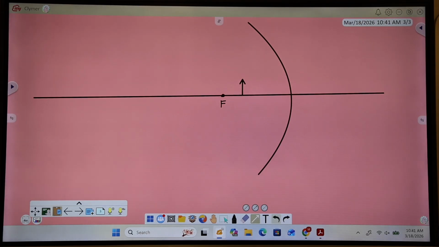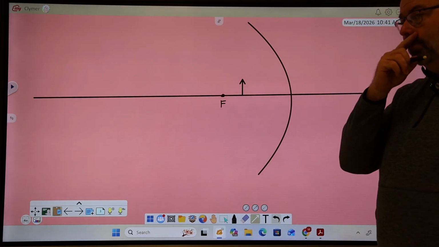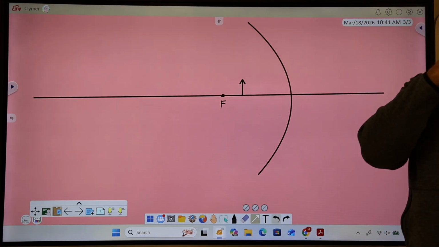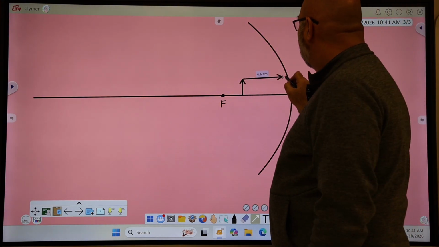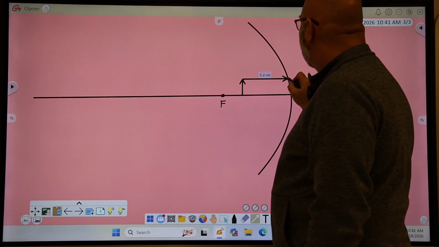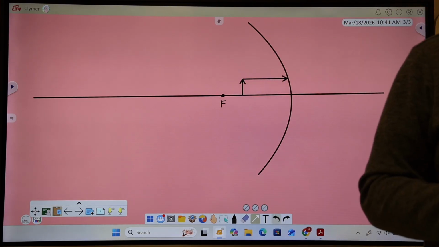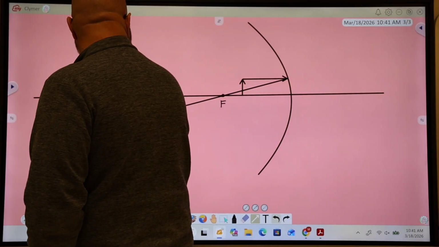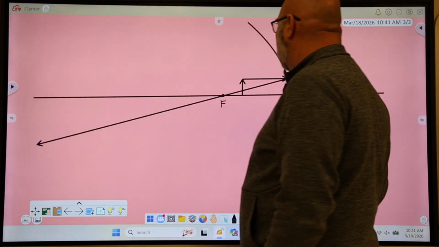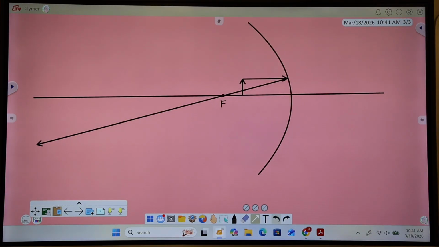So let's start making some incident rays. So what's our first one? Parallel to the center line. Okay. How is this going to reflect? Through the focal point. Now, yes, technically that's going through the object itself. For a moment, just trust.